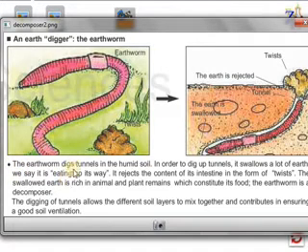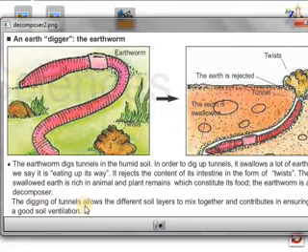The earthworm digs tunnels in the humid soil. In order to dig tunnels, it swallows a lot of earth. So it eats the dirt, it eats the soil, and digs its way through the soil. We say it is eating its way. It rejects the content of its intestine in the form of casts. So these are the feces of the earthworm, or the droppings of the earthworm. The swallowed earth is rich in animal and plant remains, which constitutes its food. The earthworm is a decomposer.